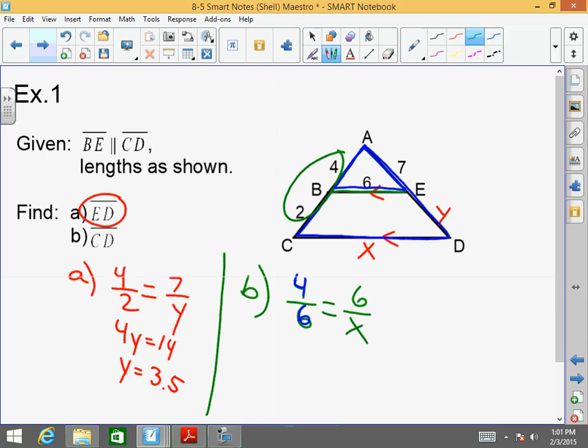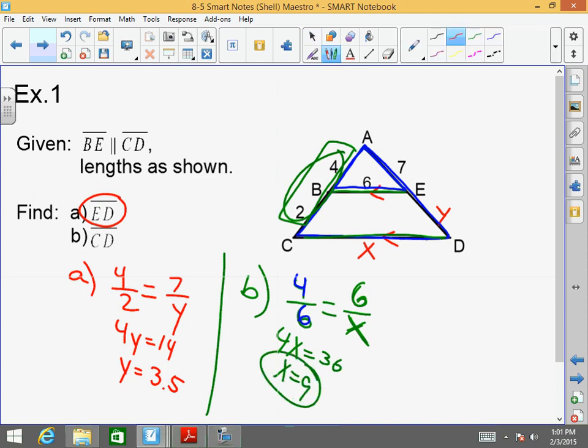Had to equal the whole side, 6 to x. Does that make sense? Okay, so now when I cross multiply and solve these, this is going to be 4x equals 36. X will equal 9.